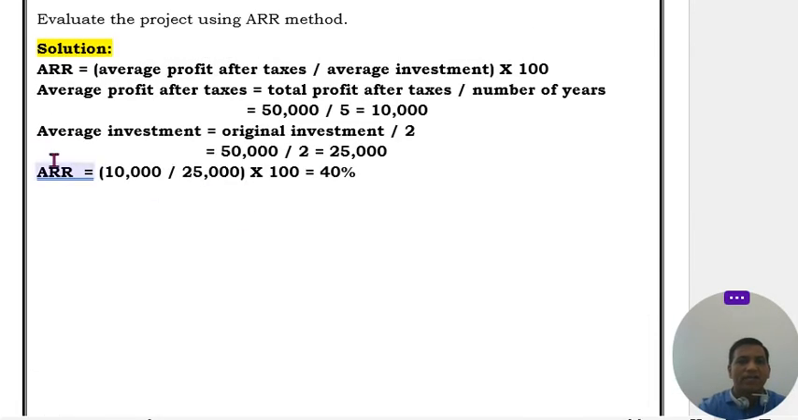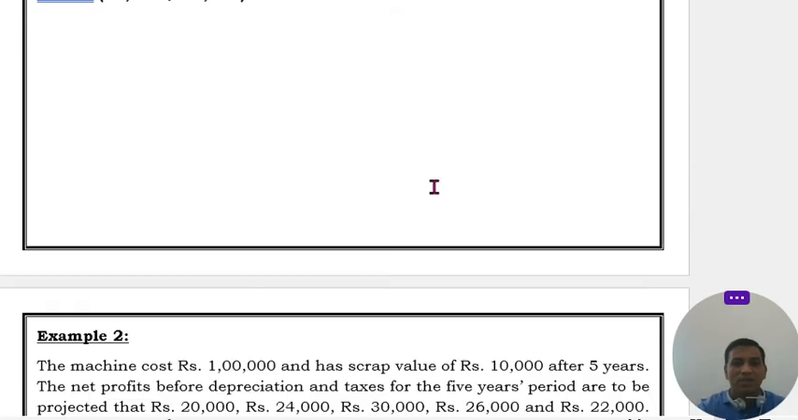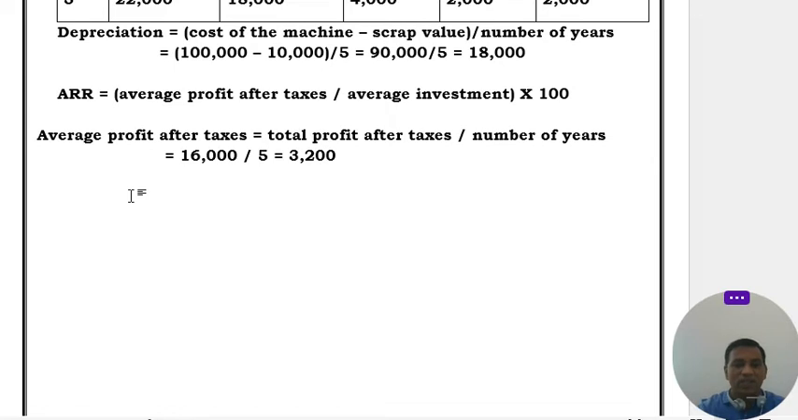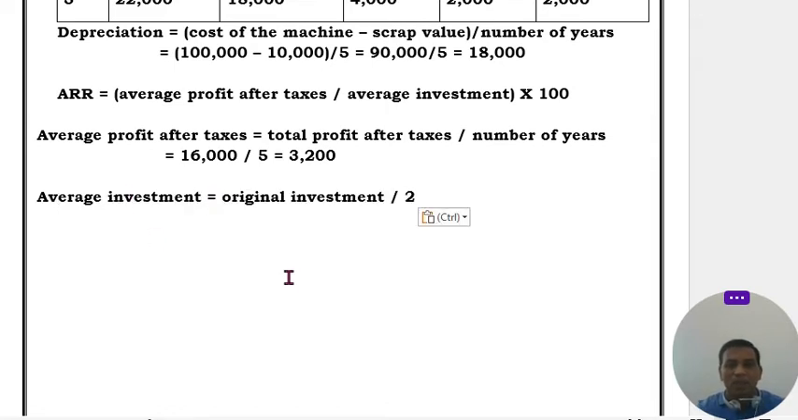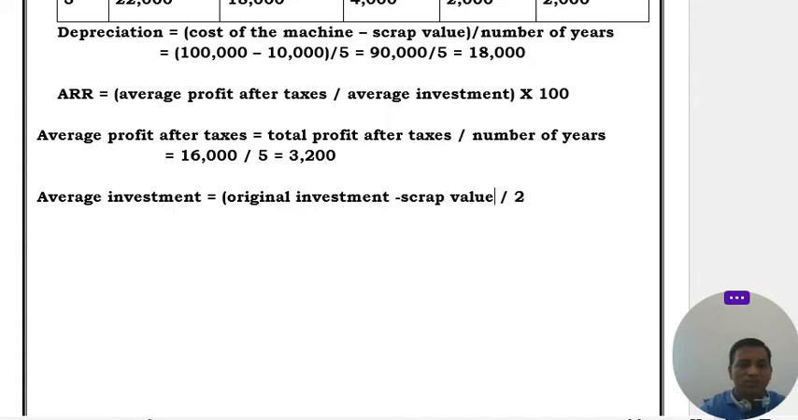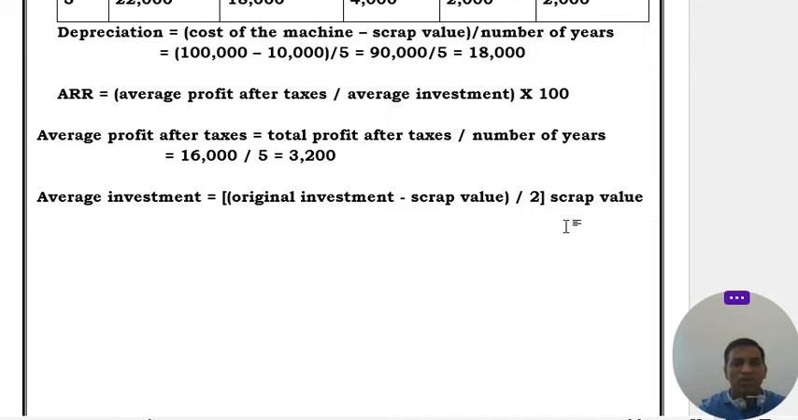Next what I need is average investment, but here scrap value is there. Since scrap value is there, the formula will change. Original investment minus scrap value, divided by 2. Then after that you have to add back scrap value. Here additional networking capital is not available. If additional networking capital is available, then we have to add additional networking capital also.